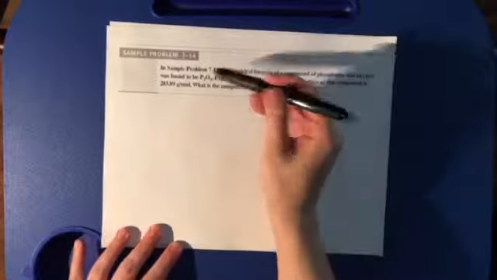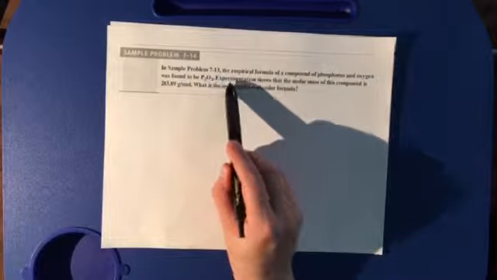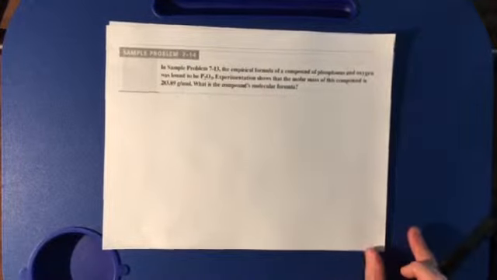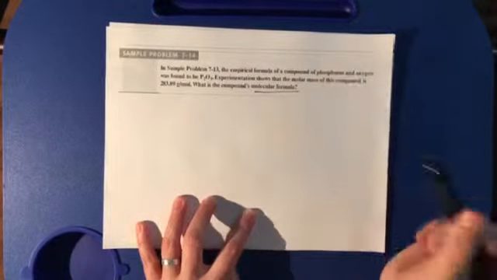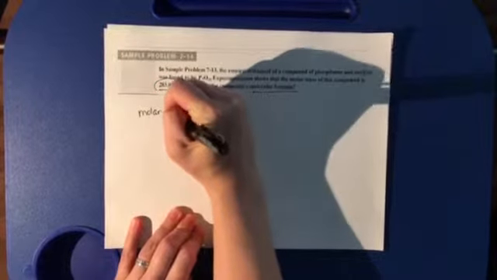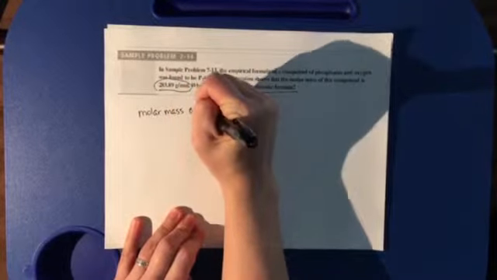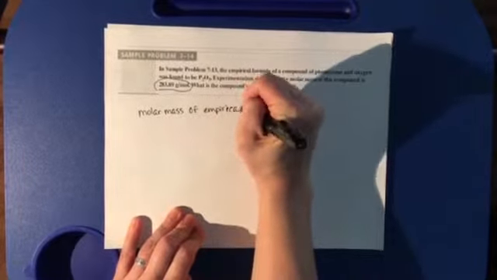In the next one, it tells us that in that sample problem, the empirical formula was P2O5. Experimentation shows that the molar mass of the compound is actually 283.89 grams per mole. What is the compound's molecular formula? So here's the molar mass of the molecular formula. Now I want to find the molar mass of the empirical formula.